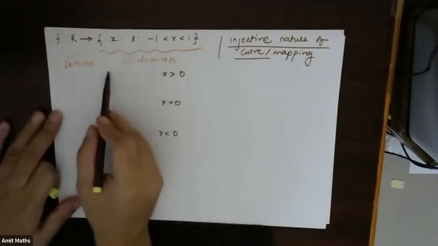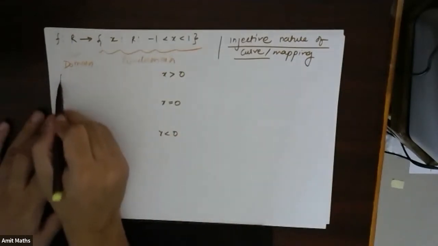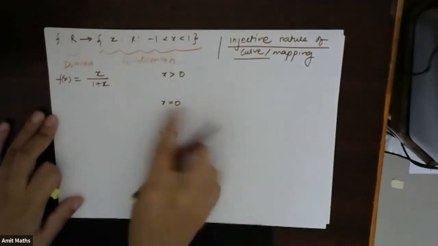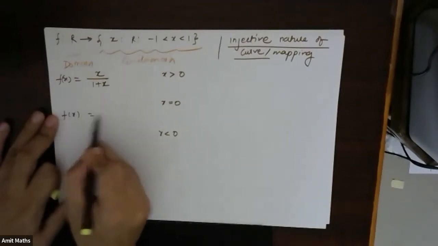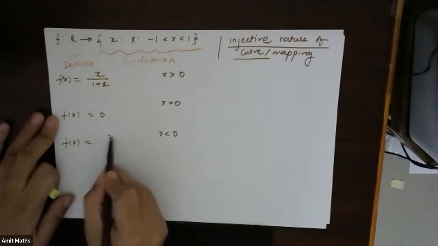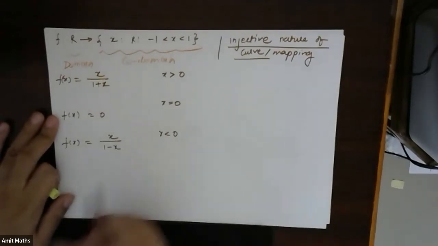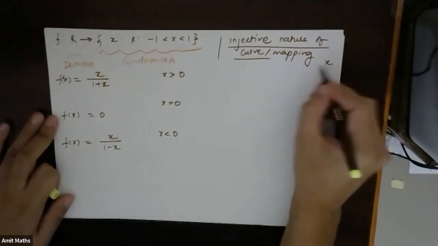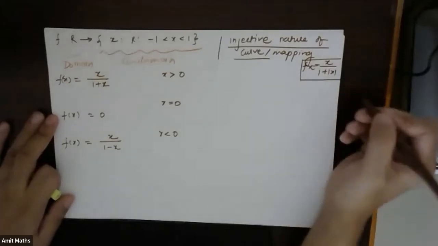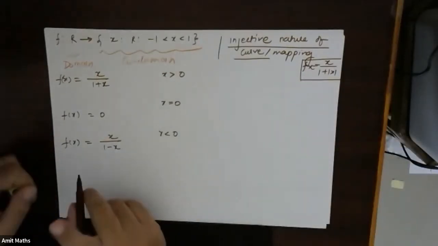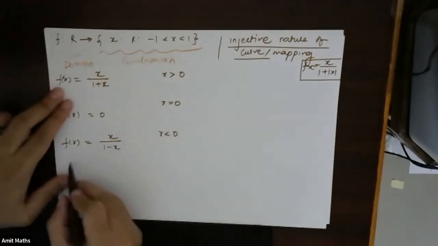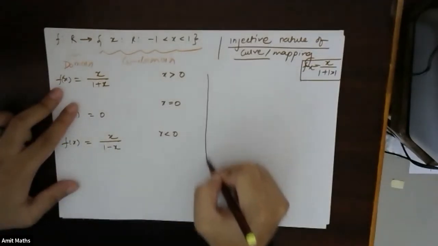For x greater than 0, the function becomes f of x equals x upon 1 plus x. For x equal to 0, f of x becomes 0. For x less than 0, f of x equals x upon 1 minus x. The original function given was x upon 1 plus mod x. This was our original function. Now in the previous example, I first took case 1.